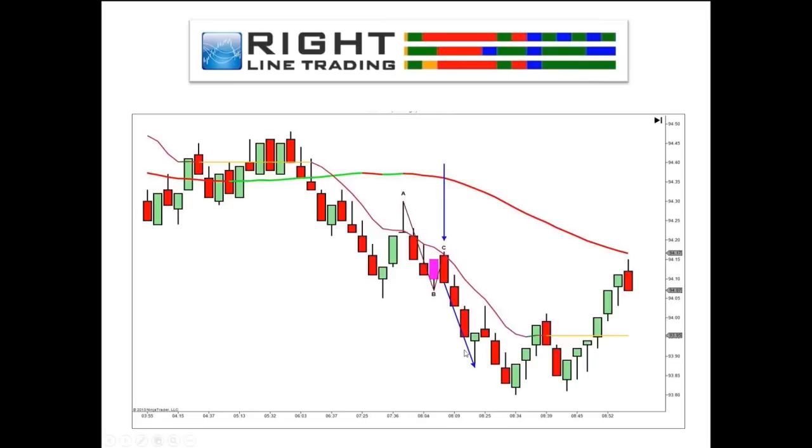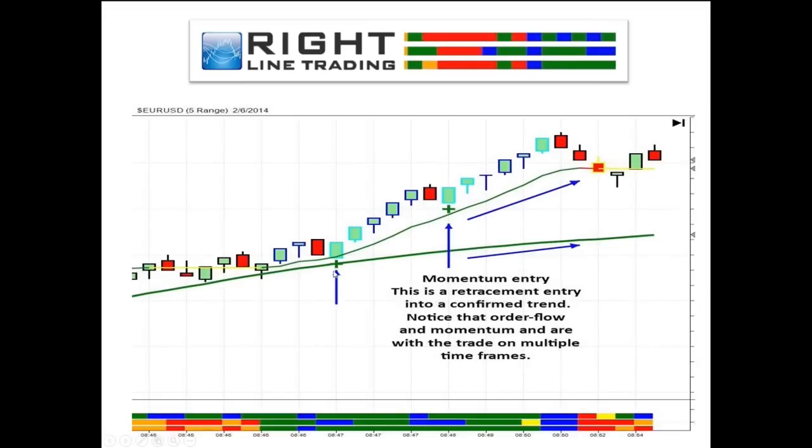Now, we also have other entries, but really the strategy is the same. We look for the break of the 50 and the 15, the retracement, and then the confirmation trade back into the trend. This is a momentum signal. This analyzes momentum for multiple higher time frames. You can see that the candle doesn't engulf the previous red candle, but it does confirm the upside move.